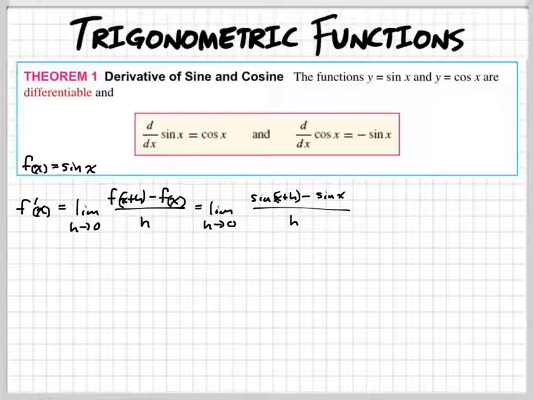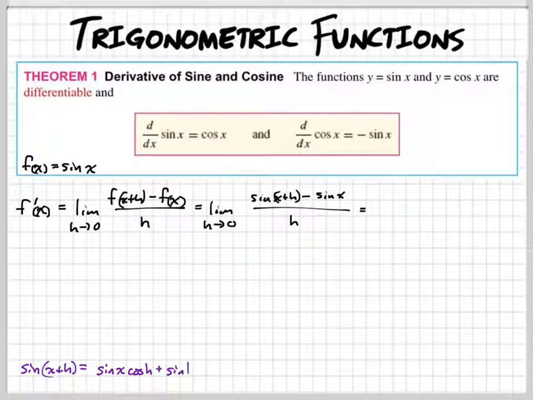Now this is where we have to recall something. You guys might not remember this. Do you guys remember the trig identity for sine when it's adding? It's the sum of angles. Okay, let's write it down here. Sine of x plus h is the same as sine of x times cosine of h plus sine of h times cosine of x. You guys see this identity? We're going to use that right here. So let's plug that in.